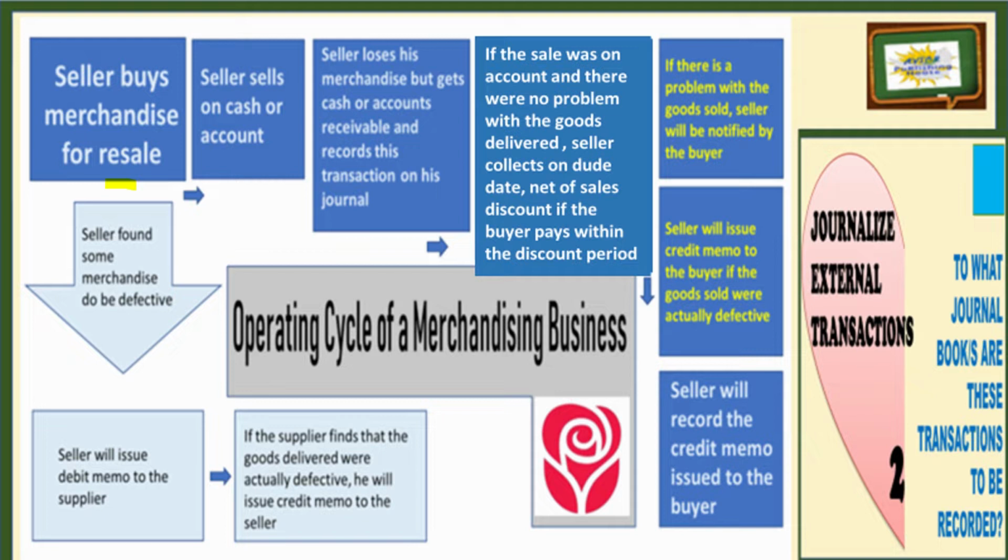So if the seller finds the goods purchased to be defective, then the seller will issue a debit memo to the supplier. So the seller as a buyer will issue a debit memo to the supplier, and as a seller will issue a credit memo to the buyer who reports a defective merchandise. So, yun yung ikot natin.